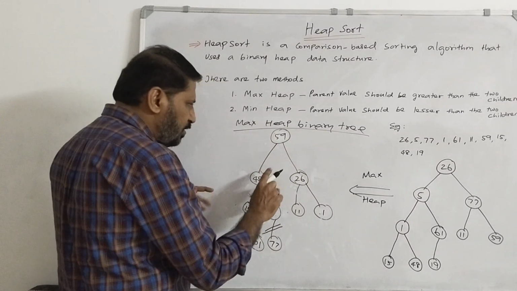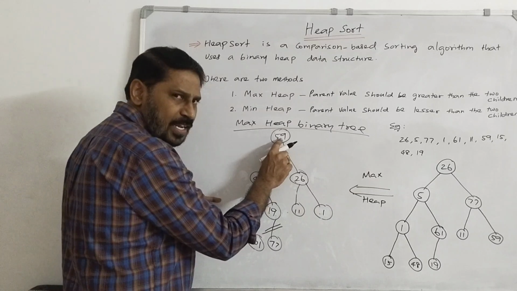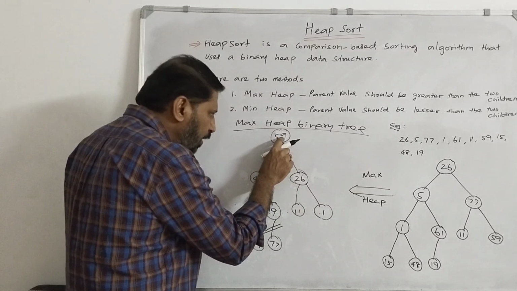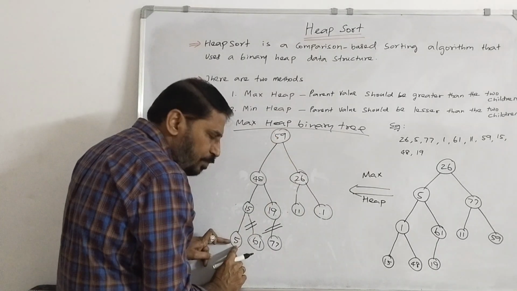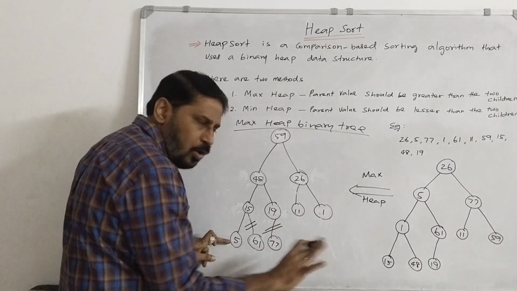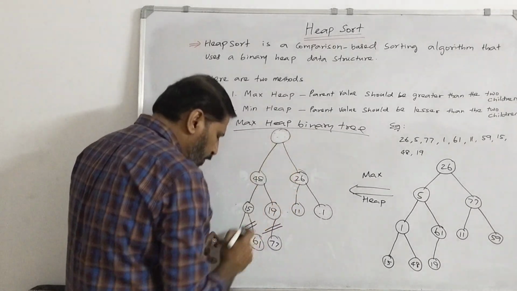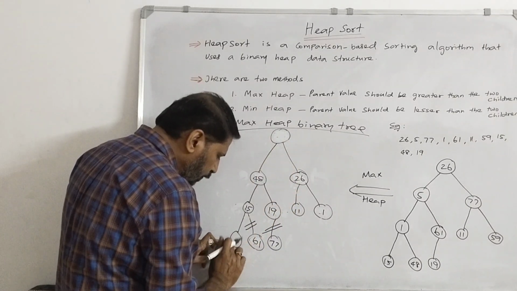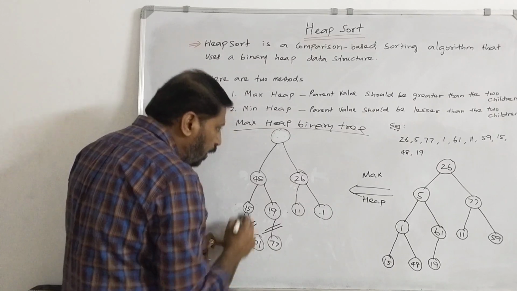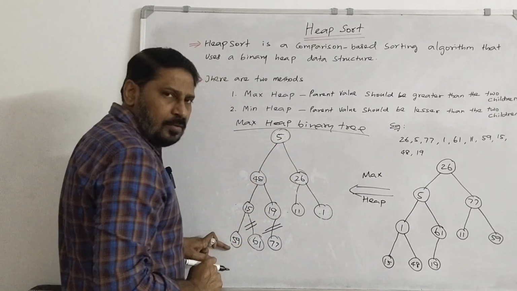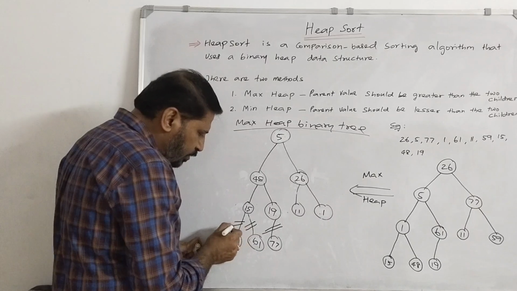Whenever the third iteration is over, what do we do? The next highest is 59. So 59 and 5 are transferred because these two are already ordered. So that's why 59 comes here and 5 goes to this node. So this time this node is also eliminated.